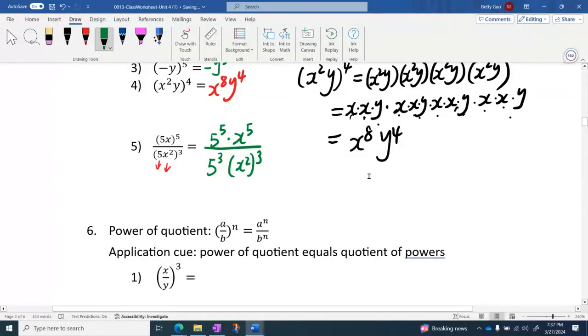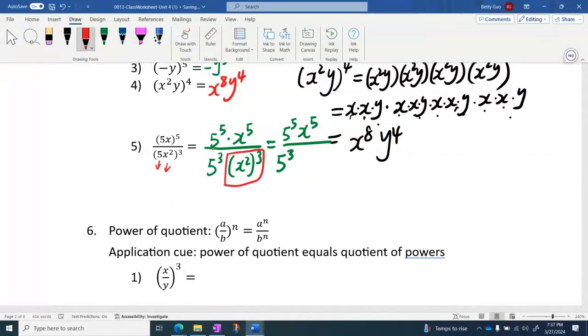Then we copy the numerator and copy the denominator's 5 cubed, and then we see x squared to the power 3. So by the power rule, that part equals x to the 6th.